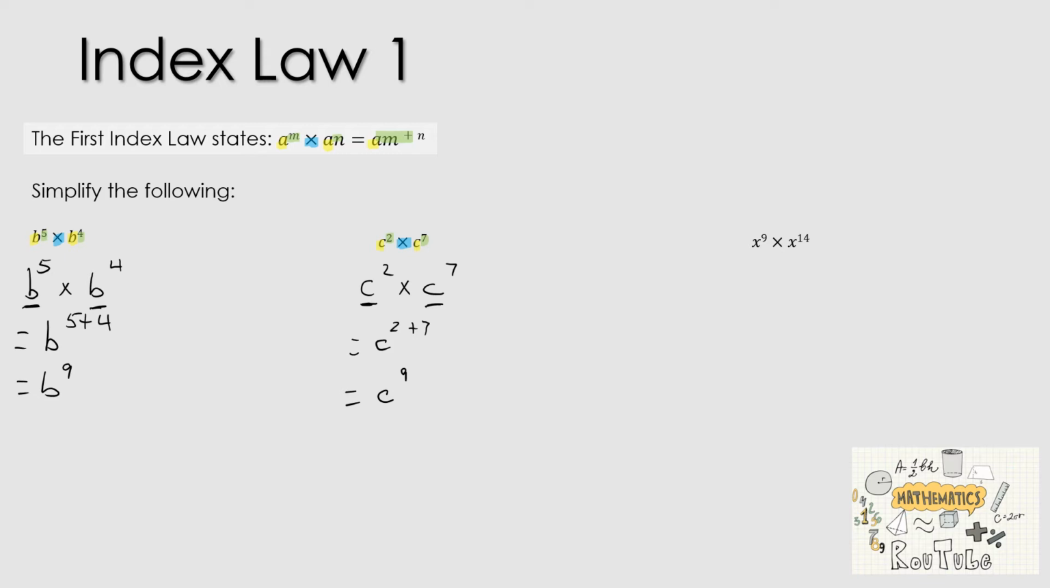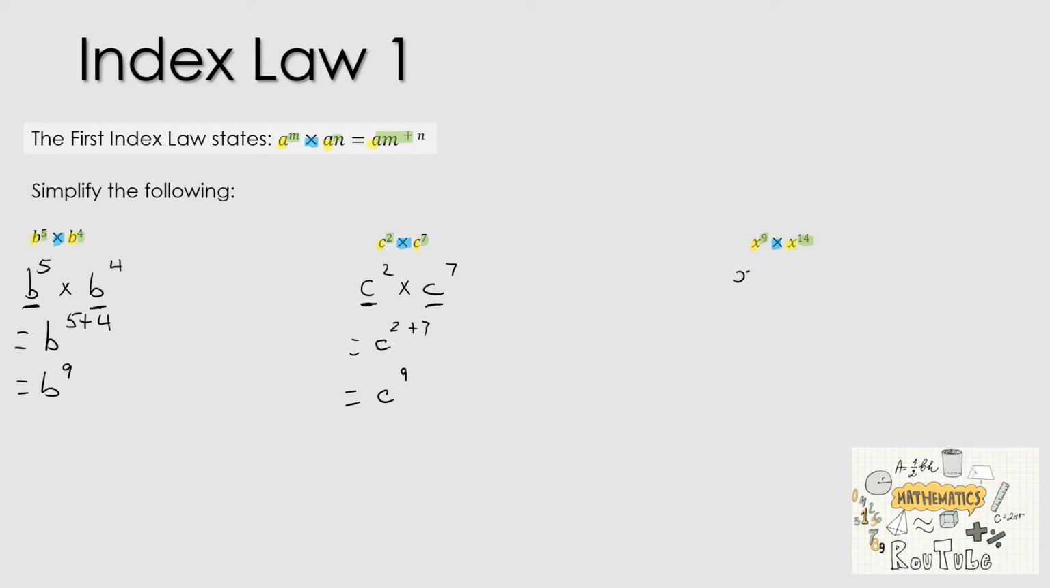And then finishing off this part with the third question. We've now got x to the power of 9 multiplied by x to the power of 14. We're dealing with bigger numbers here, but the same process and the same rules apply. I've just highlighted both the bases. The bases are both x, the operation is multiplication, and the indices are 9 and 14. The same steps apply, and it makes no difference if the numbers are bigger.